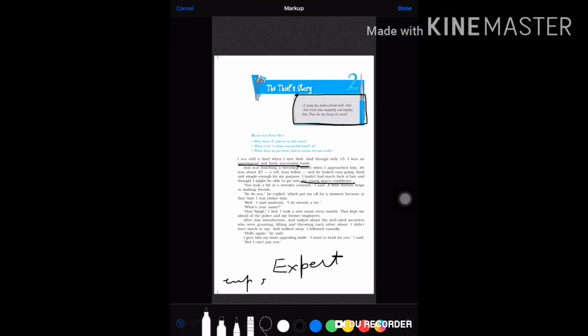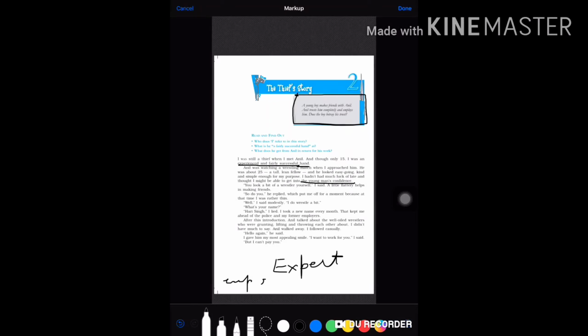And I said, oh, you look a bit of a wrestler yourself. A little flattery helps in making friends. I was a bit of a flatterer, a sycophant, you understand? Chaploos, yes, the same word. You look a bit of a wrestler yourself. You have a good body, my dear. Oh, so do you, he replied, which put me off for a moment because at that time I was rather thin. I thought he was just making fun of me.